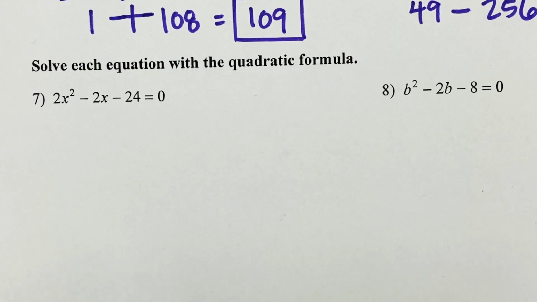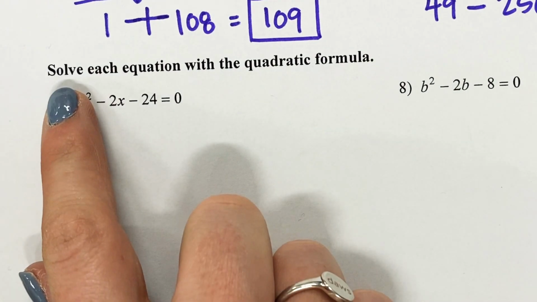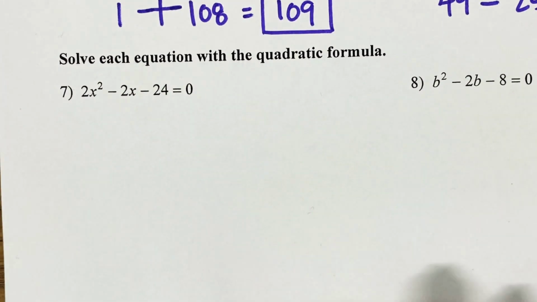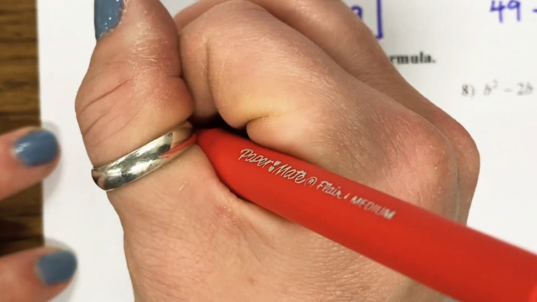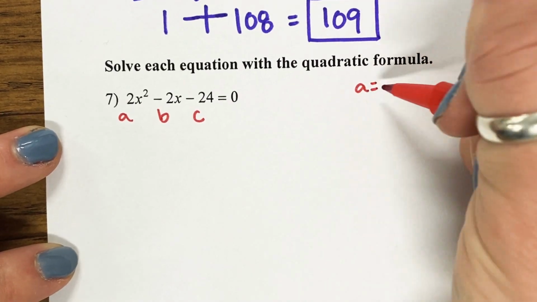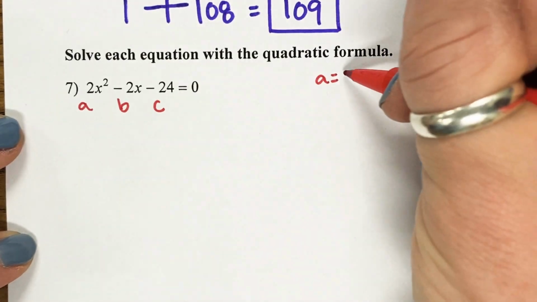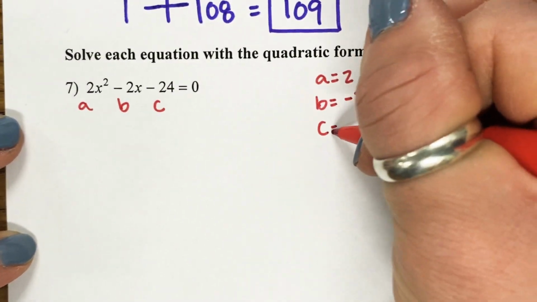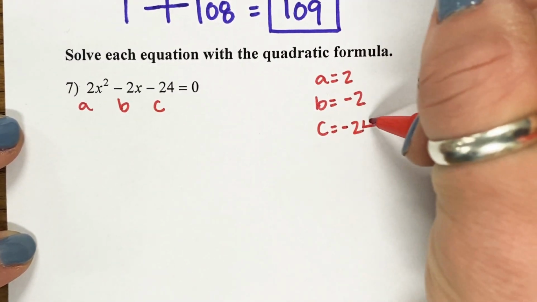Okay, numbers 7 and 8. We're asked to actually solve each equation with the quadratic formula. This might take a minute, but that's okay. First thing we want to do is identify your A, your B, and your C. I'm going to write it over here. A is +2, B is -2, and C is -24.